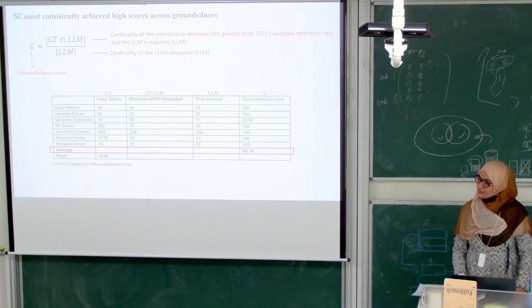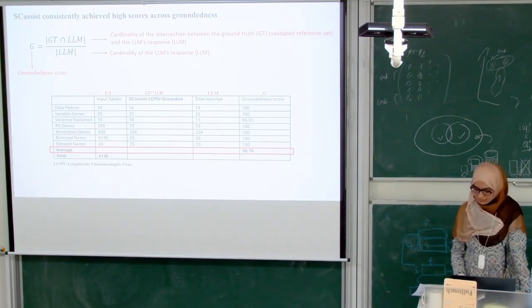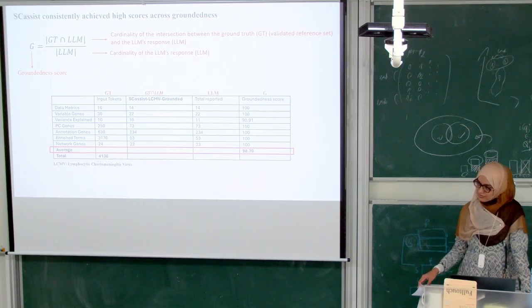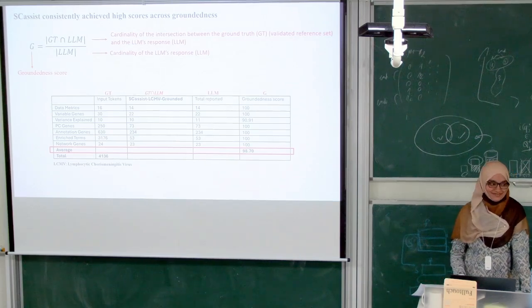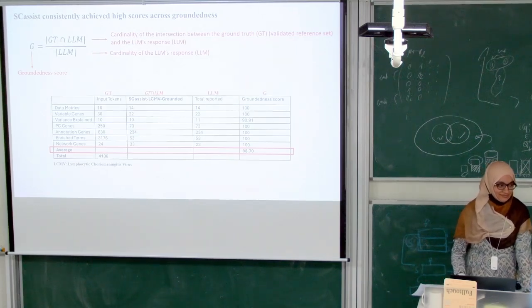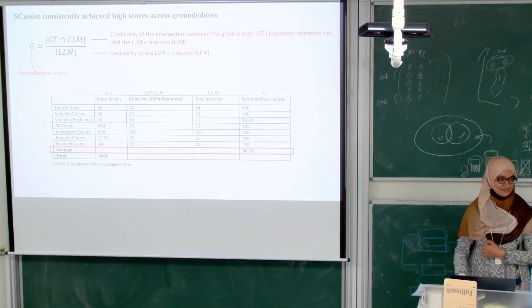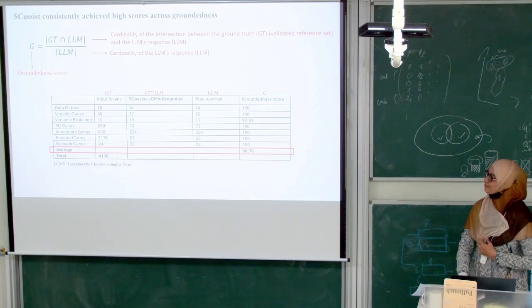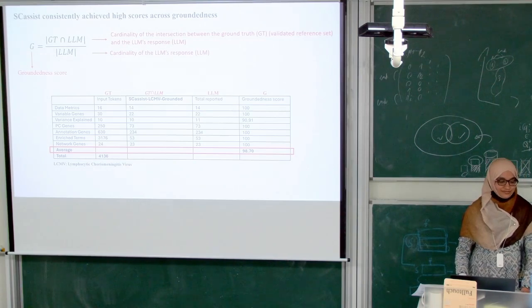But the groundedness score is 100%. It's a bit suspicious. For example, the enriched terms. I don't know what they are, but the GT intersect LLM is so much smaller than GT, but still the score is so high.